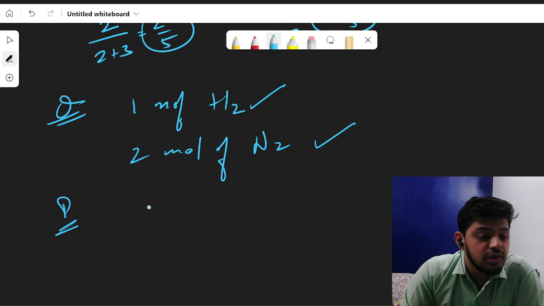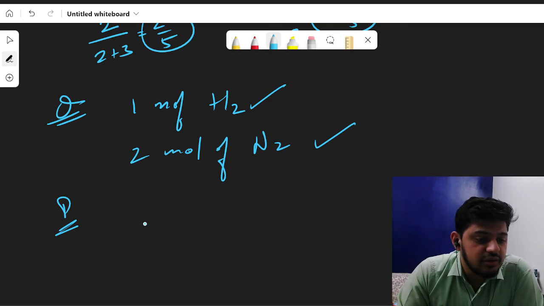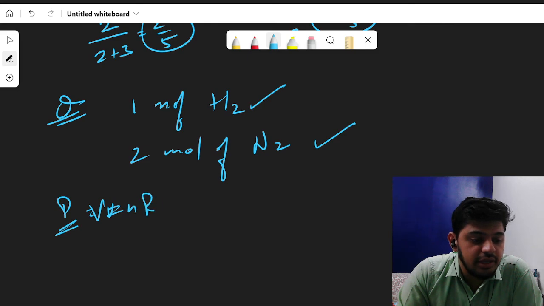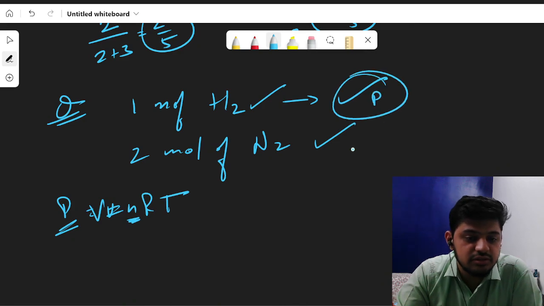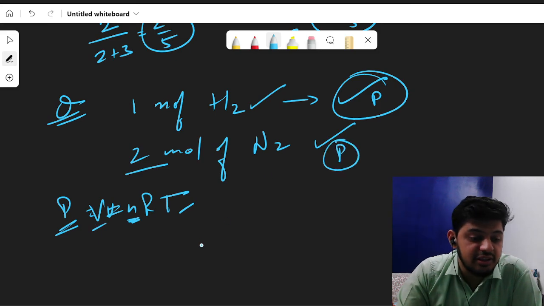What do you know? You know that PV equals nRT. So first you will put n here, you will get the moles of this and you will get the pressure of this, and just put n equal to 2, everything you know, and you will get the pressure of this, and the total pressure will be equal to P1 plus P2.